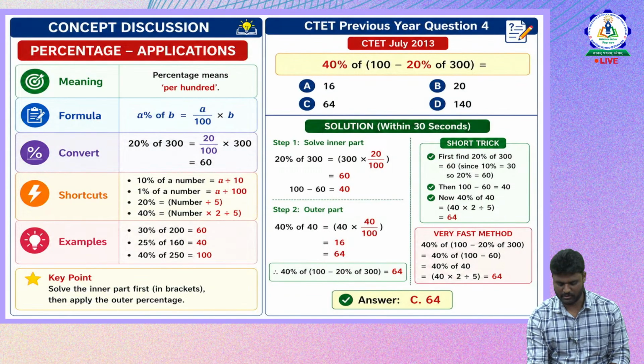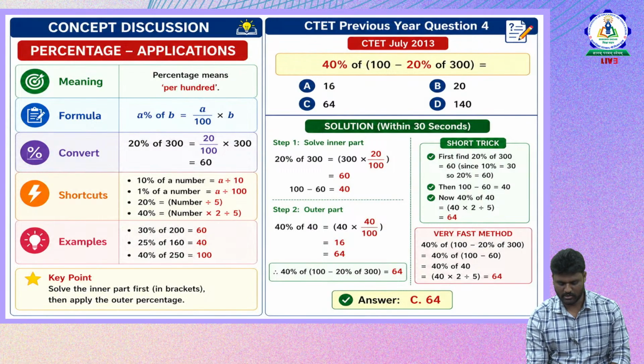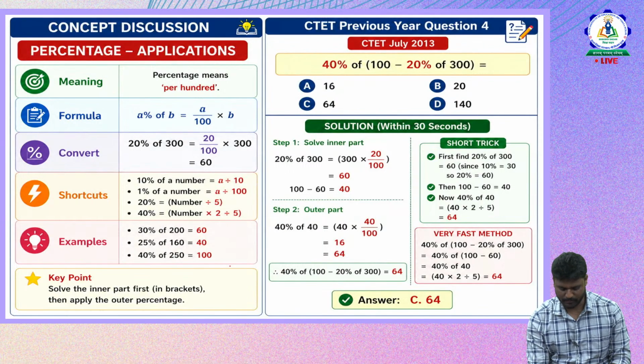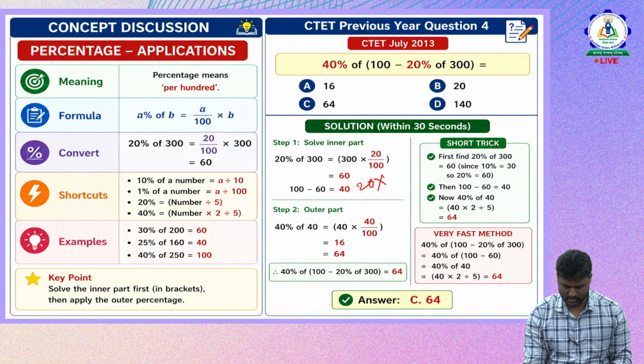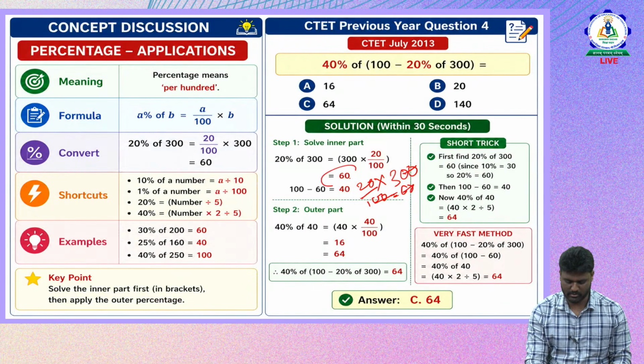Let us first solve the value within the bracket, and after solving the bracket, we solve the next one. In the bracket they have given 20% of 300. Here "of" means multiplication, so 20% means 20 by 100, multiplied by 300. The zeros get cancelled, and the remaining is 60.